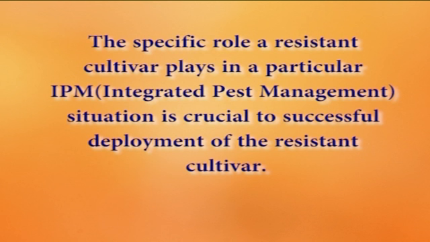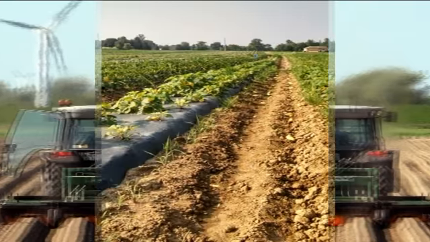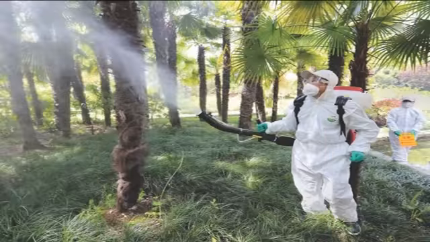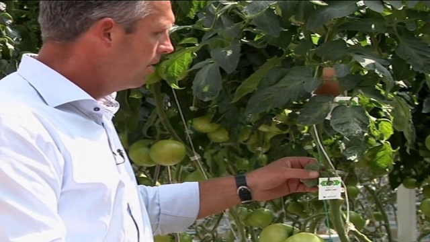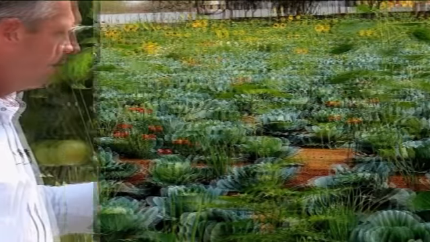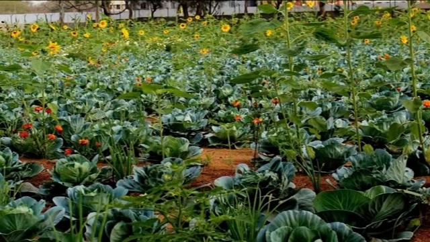The role of plant resistance to insects in integrated pest management has been well defined, at least in theory. However, the specific role a resistant cultivar plays in the particular integrated pest management situation is crucial to successful deployment of the resistant cultivar. The impact of the resistant cultivar on standard cultural, biological and insecticidal control methods should be well defined. Likewise, the impact of each of these control tactics on the resistant cultivar also must be defined.